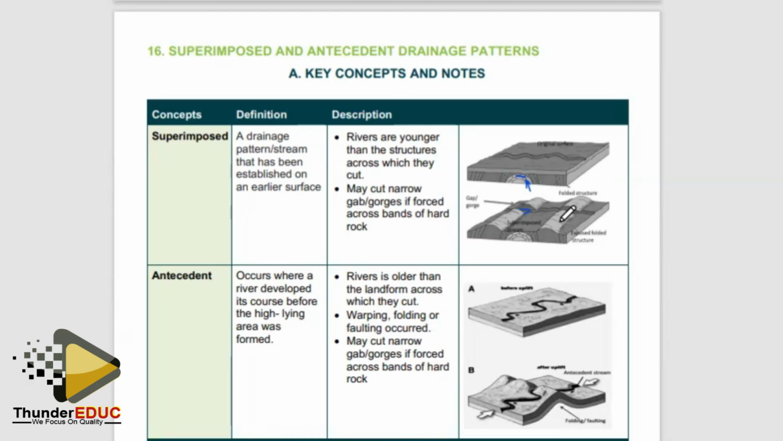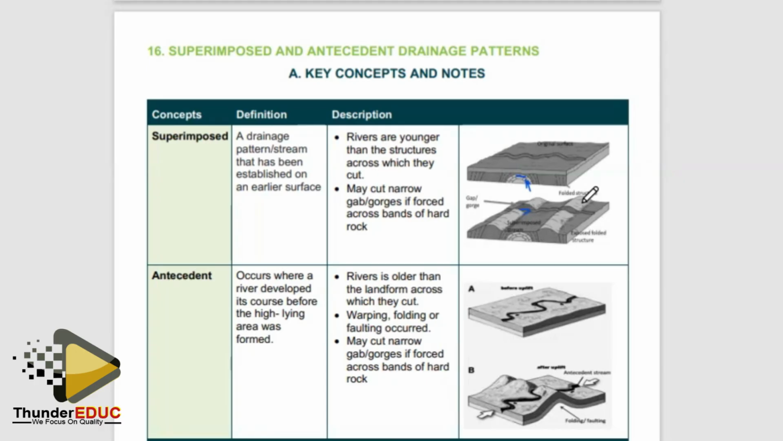like what we are seeing here. This area is high-lying, but the river is managing to cut across the high-lying area. This is superimposition. The river is younger than the landform. The landform was there before the river, but the river now got to impose itself on top of the old existing landform, and because of erosional energy, the river managed to cut its course through the landform.